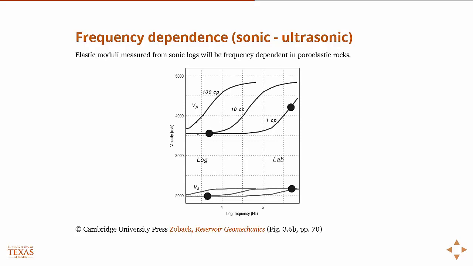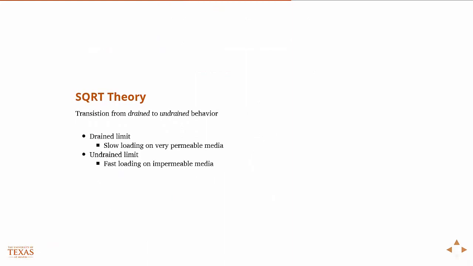And what this is a transition between sort of two types of behavior, and those two types of behavior we call the drained and undrained behavior, okay? So this is specific to a poroelastic material, and if you read in chapter 3, he talks about this, you know, SQRT theory, and this is pretty easy to understand actually if you just sort of use an idea.